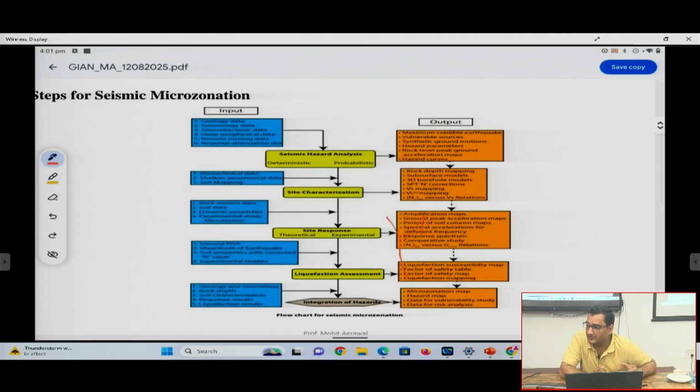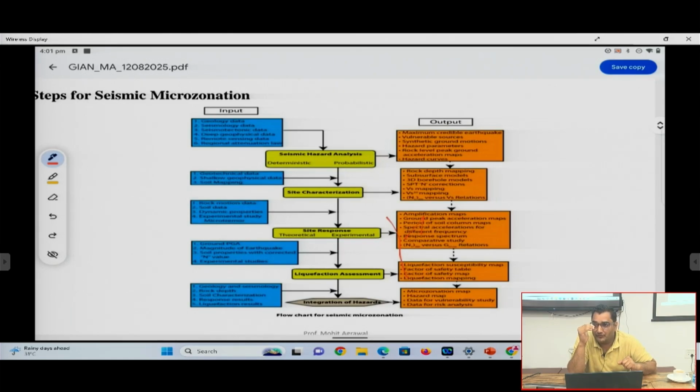Okay, using the bedrock motion, you can synthetically find out the value of the hazard at the surface. So you can find out the synthetic ground motion model. You can also find out hazard parameters in terms of PGA, PGV and PGD. So all these things you are going to find out in seismic hazard analysis as an output, right? And then after that you find out the value of hazard at the bedrock level.